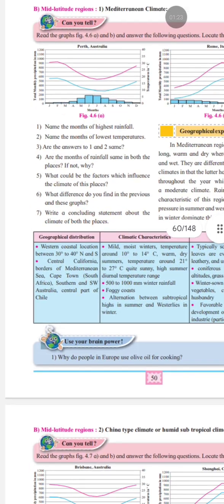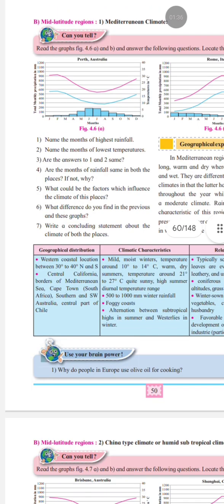Second question is name the months of lowest temperature. In Perth, the lowest temperature is recorded in July, while in Rome, the lowest temperature is recorded in January. Third question is are the answers to 1 and 2 same? So answer is no. The months of the highest rainfall is different from the month of the lowest temperature in both places.